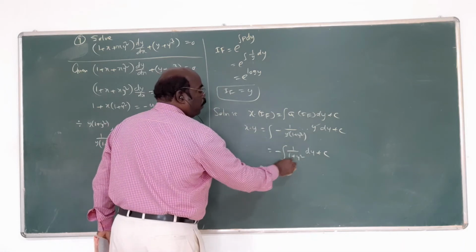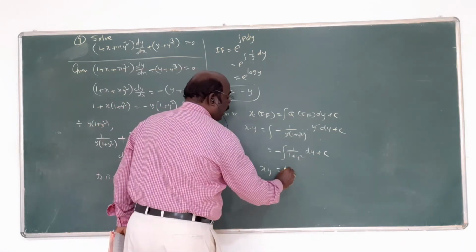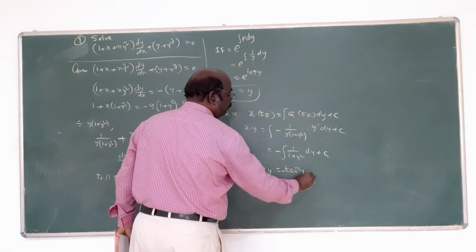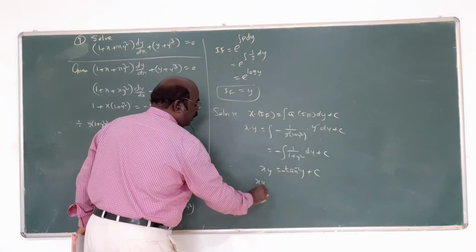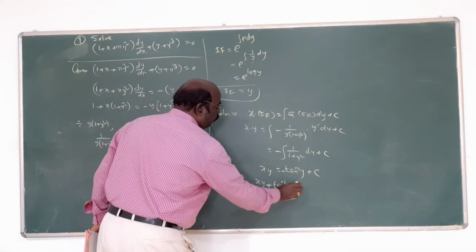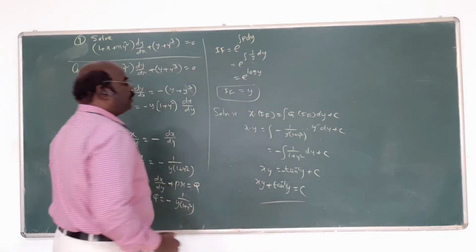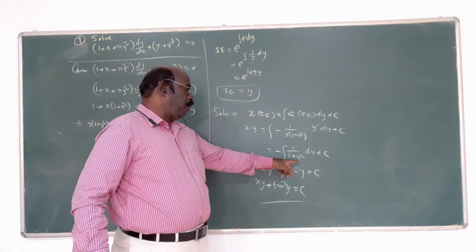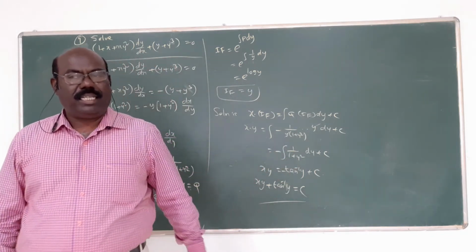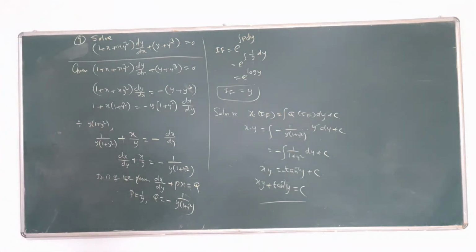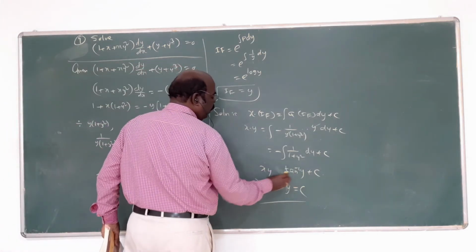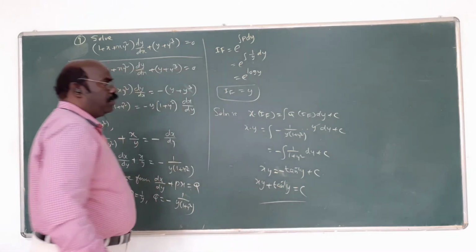Actually 1 by 1 plus y square is what? This one is tan inverse of y. Only minus it. The answer comes as xy plus tan inverse of y equal to c. So integration of 1 by 1 plus x square is tan inverse of x. Here 1 by 1 plus y square with respect to y, that's why tan inverse of y. Final answer is xy plus tan inverse of y equal to c. That is the answer. Am I right? And this is minus c. Equal to minus c. That's all.